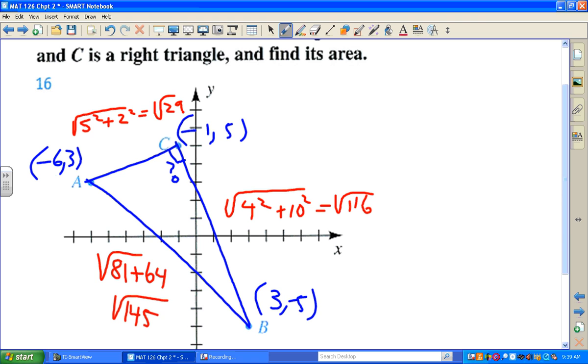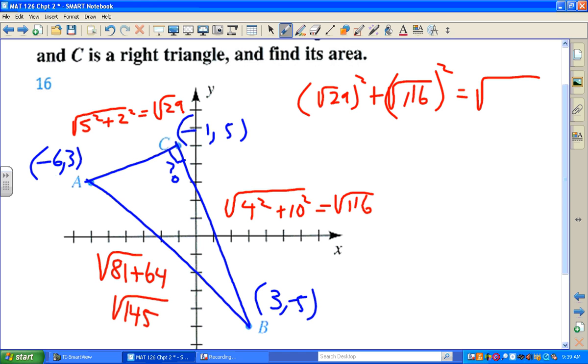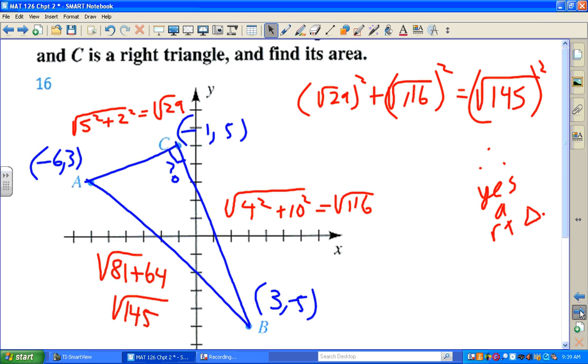Do you think that AC squared plus BC squared equals AB squared? I don't know. Square root of 29 squared plus the square root of 116 squared. Does that equal the square root of 145 squared? Yes, it does. So therefore, yes, it is a right triangle. You just find the distances, see if it solves Pythagorean theorem. You got to learn to do things a little quicker. You'll get the hang of it.